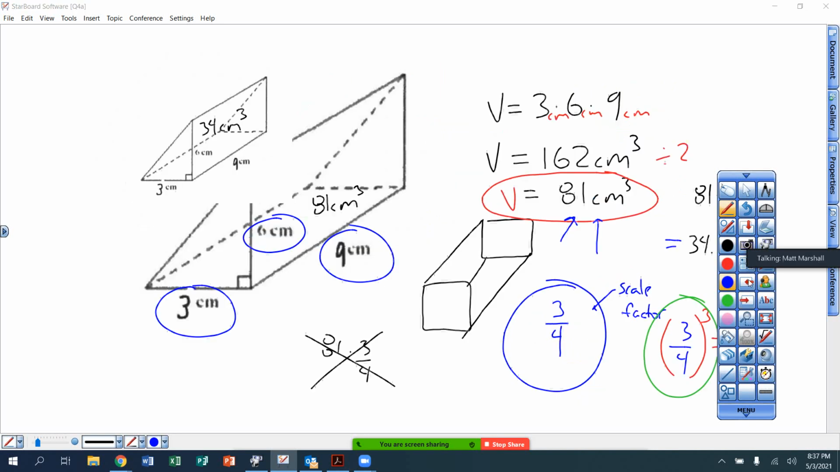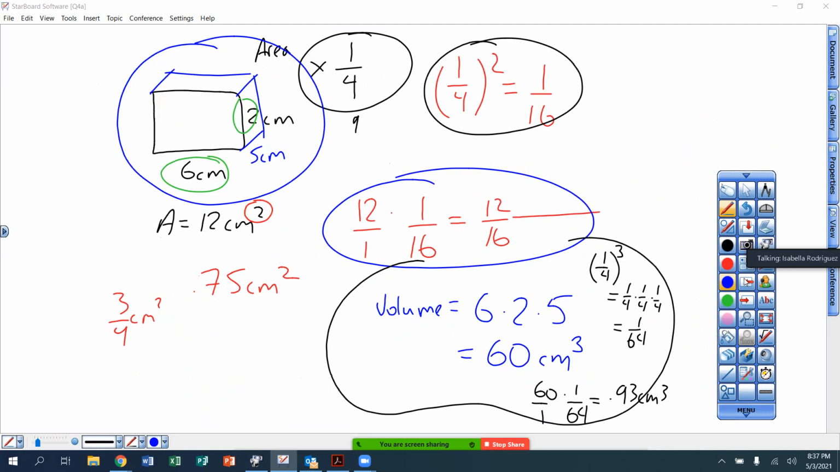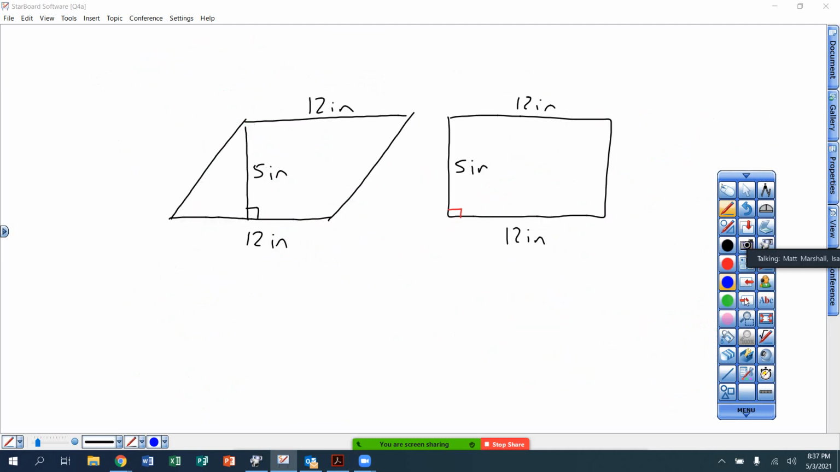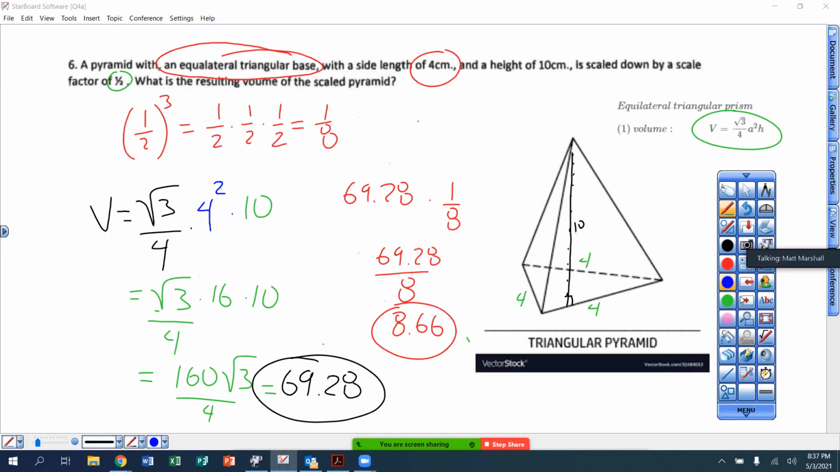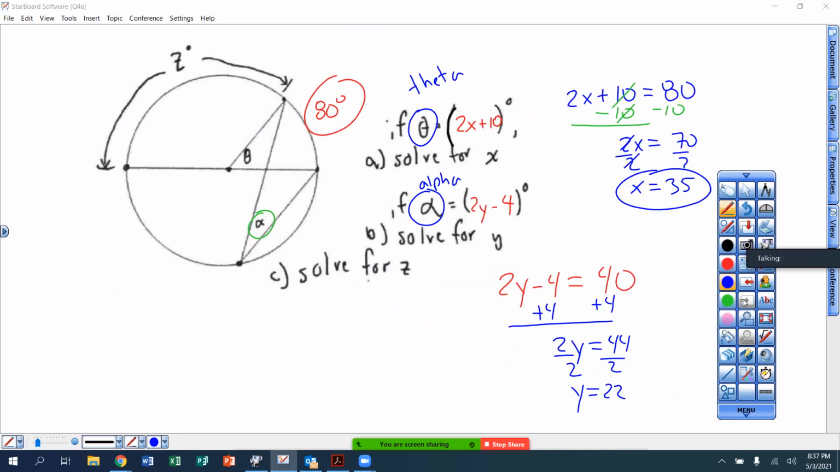Okay. How about another circle one? Oh, yeah. Sorry. Didn't do that. I forgot that. All right, so if I give you that's 80, what would Z be? There you go.